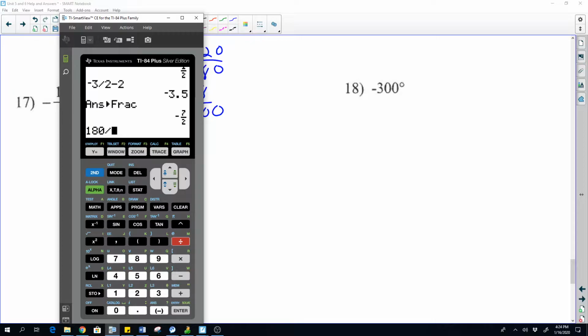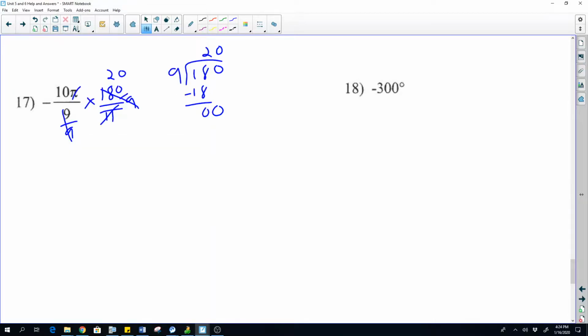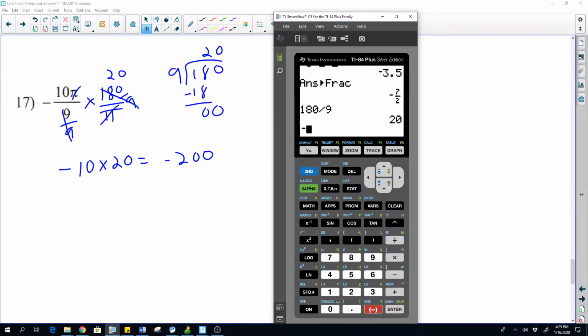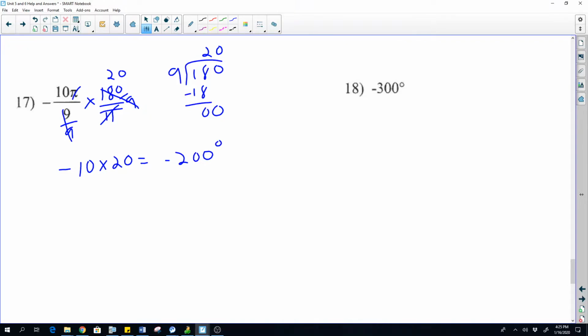Ooh, low voice kind of works. Let's try that. Yep, 20. Okay, so then we could do negative 10 times 20. And so negative 10 times 20 is negative 200. Excellent. There we go. So then, let's double check. I think it's right, but let's just double check. Never hurts to double check. Times 180 divided by 9. Nice. Okay, so we have negative 200 degrees as our answer.